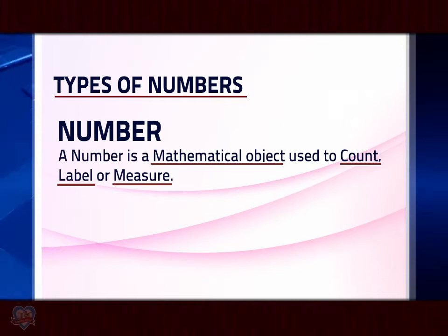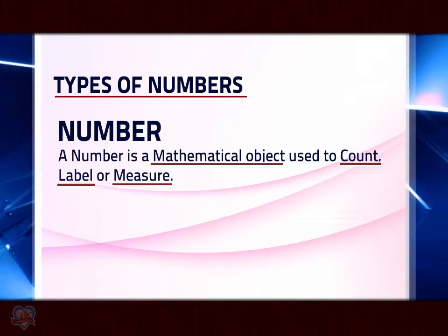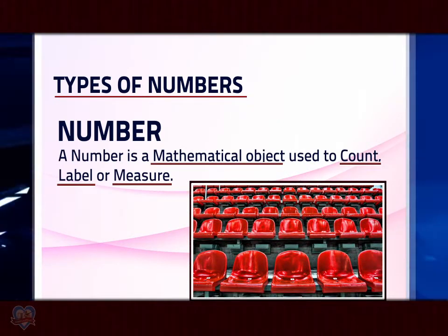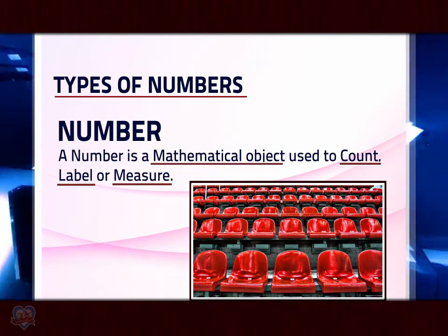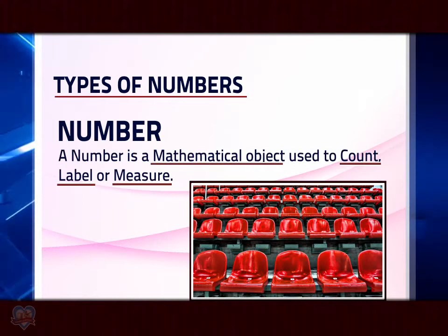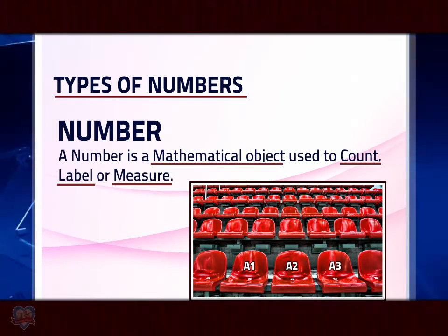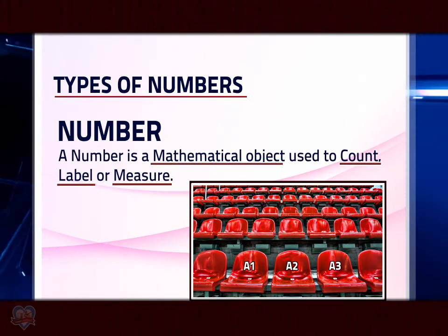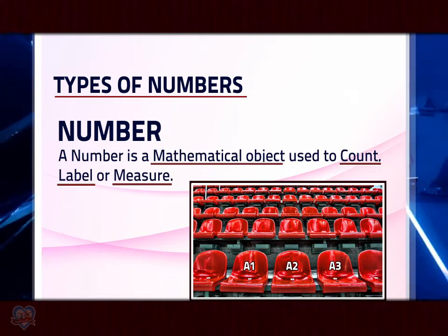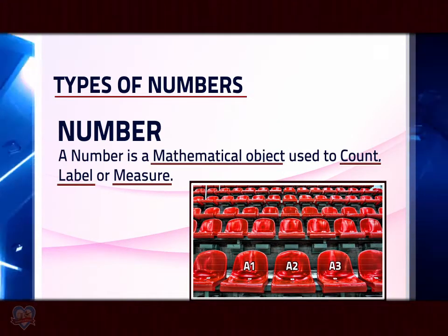Then as a label, for instance, if we want to count the number of chairs in a stadium or an arena, we would assign a number to each seat as a label. We may say this is A1, A2, A3. Maybe it's a hospital. We want to number the beds, thereby labeling them. We would use numbers like maybe B1, B2. So that is another function of numbers.